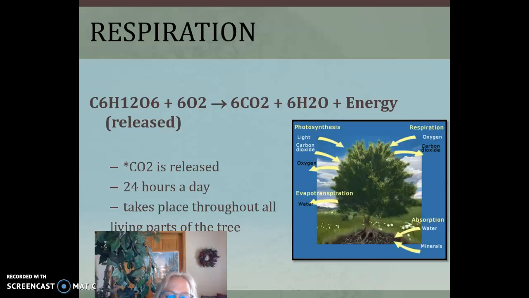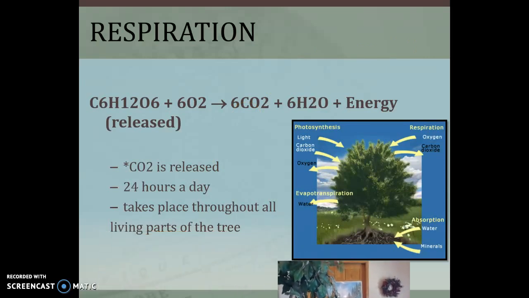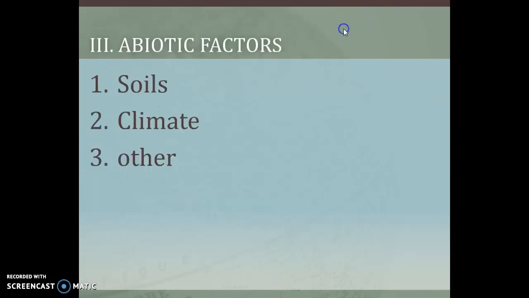Now, this does not have to happen in the presence of sunlight, and so it can happen 24 hours a day. CO2 is released 24 hours a day, and it takes place throughout all the living parts of the tree. So photosynthesis happens during the day, and respiration during the day and the night. And again, another little diagram to explain that part to you.